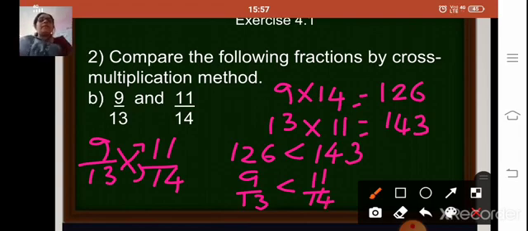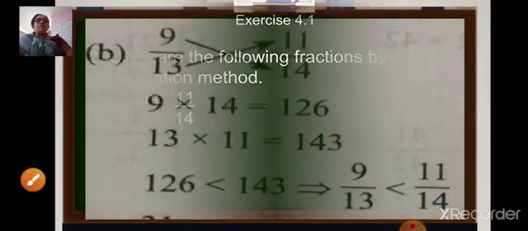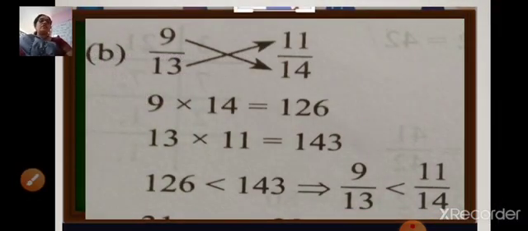Yes. So step by step we'll go. First we'll write the fraction side by side. Then you'll cross multiply. And then you will compare the fractions. So this is a slide. We can just solve it and check your answer from this slide.